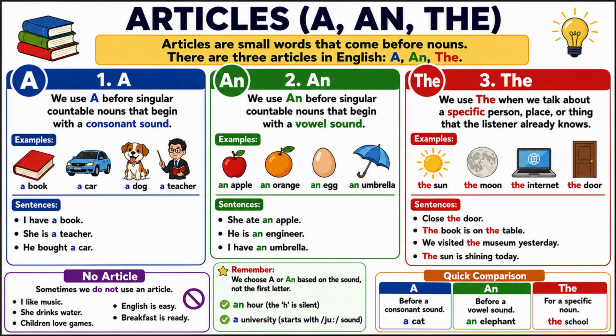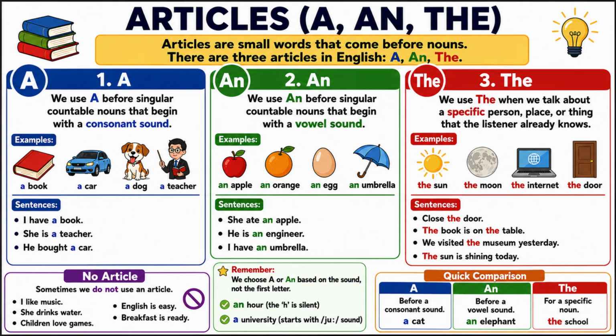Articles: a, an, and the. Articles are small words that come before nouns. There are 3 articles in English: a, an, the. Let's learn how to use each one. 1. A. We use it before singular countable nouns that begin with a consonant sound. Examples: a book, a car, a dog, a teacher. Sentences: I have a book. She is a teacher. He bought a car. We saw a dog in the park.